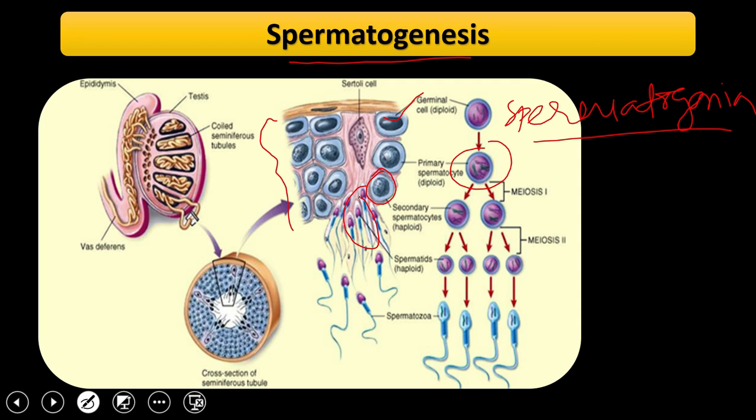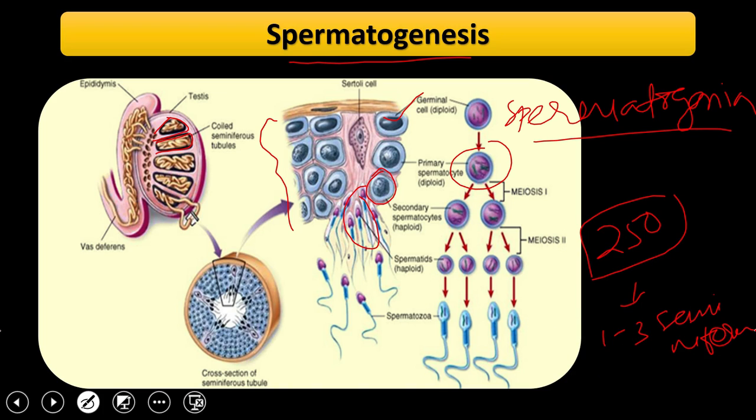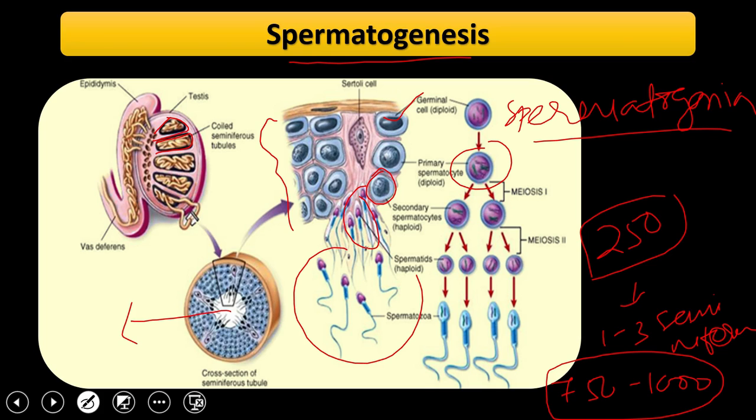Now, in the structure of the testis there are so many testicular lobules, around 250 lobules in one testis. Each lobule consists of 1 to 3 seminiferous tubules. So on average, 750 to 1000 seminiferous tubules are present in each testis, and spermatogenesis occurs in the seminiferous tubule. This is the lumen of the seminiferous tubule, and sperm cells are released into the lumen. Then they are released from the seminiferous tubule into the rete testis, and that is called spermiation.